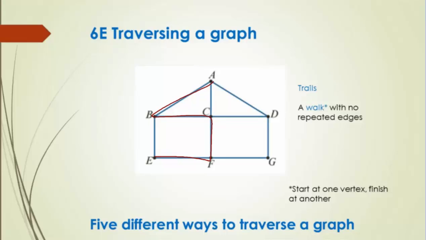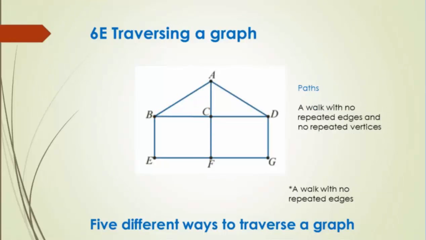Now, what I've done on the slide is I've put the definition on the side, which is out of the textbook. But in the textbook you have to keep looking back, whereas here, I put it all on. So it's a walk, in case you've forgotten what a walk is, with no repeated edges. So the difference between a walk and a trail is that a trail's got no repeated edges. You can't do that.